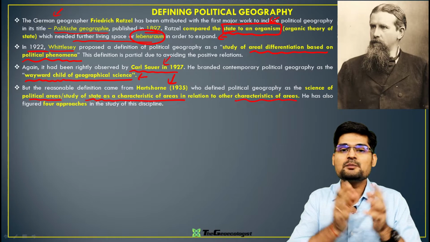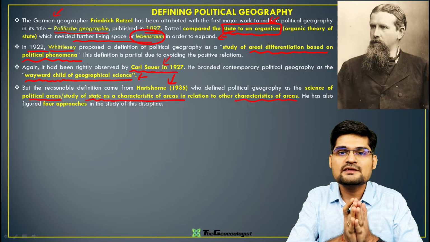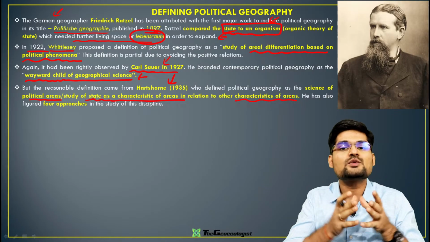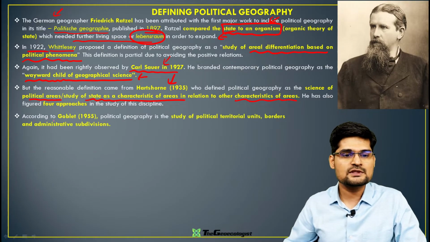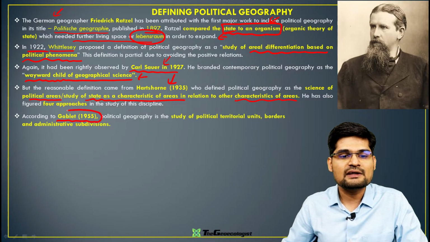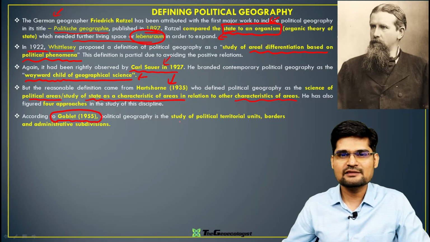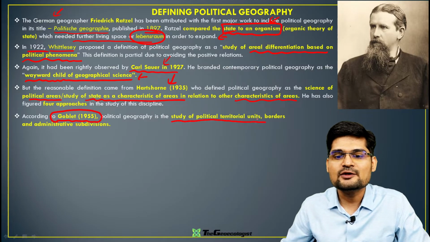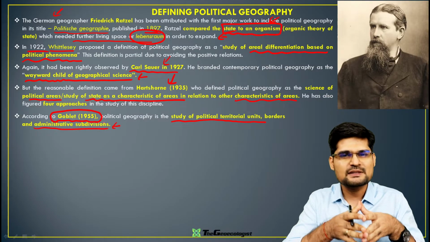It means the political characteristics and other characteristics interaction. If we study in a specific area, that is what we study as the subject matter of political geography. Then further, if you observe the Goblet definition of 1955, the post-World War II definition, it reads: study of political territorial units, borders and administrative subdivisions. This is a very simplistic definition.